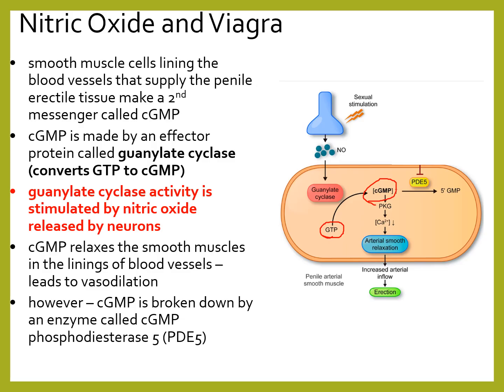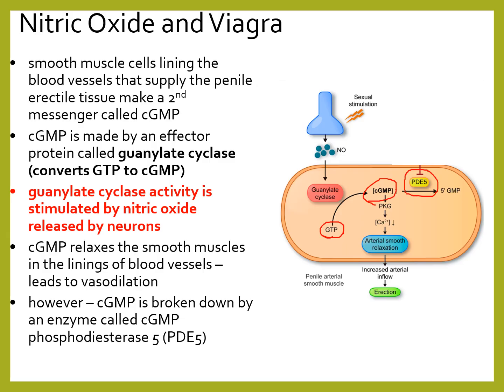However, cyclic GMP is broken down over time by an enzyme called cyclic GMP phosphodiesterase 5. That's a mouthful. Anyway, we're going to short form this and call it PDE5. This is an automatic mechanism that is meant to eliminate the erection. So over time, cyclic GMP is going to be broken down in these smooth muscle cells by PDE5. The relaxation of the arterial smooth muscle will gradually start to disappear, and eventually the blood flow will leave the erectile tissue and the erection will disappear.